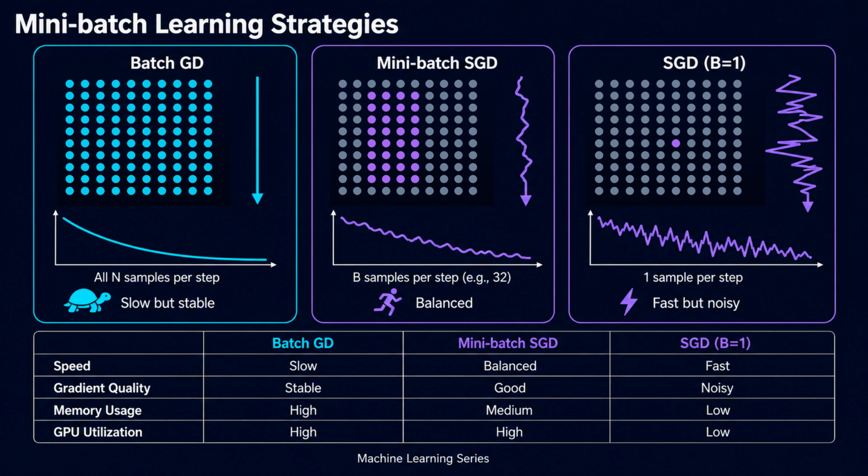Mini-batches provide reasonably accurate gradient estimates while fitting in GPU memory and enabling efficient matrix operations. Larger batches give smoother gradients, while smaller batches add beneficial noise that can help escape local minima.